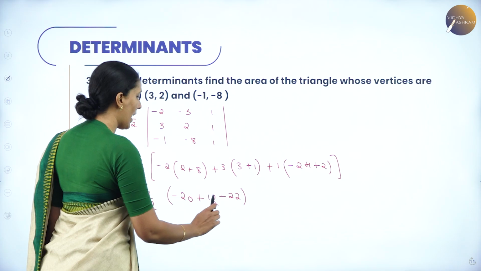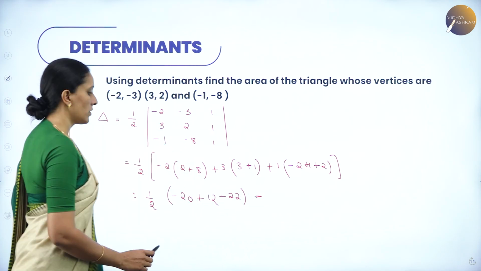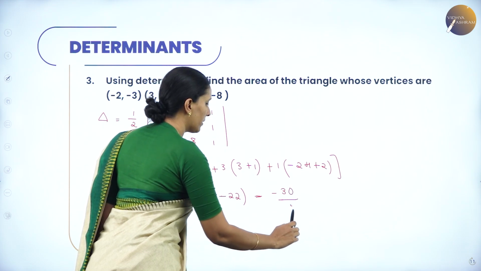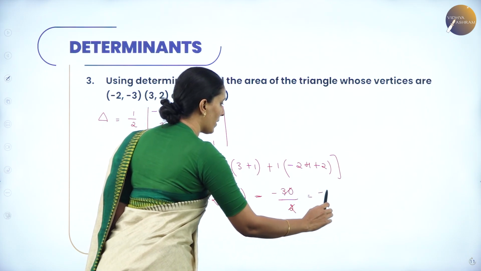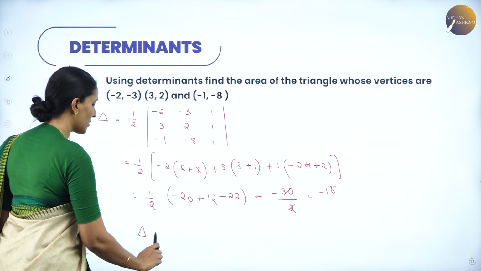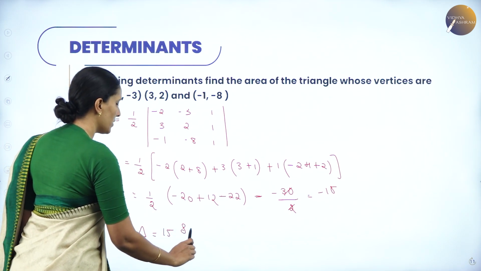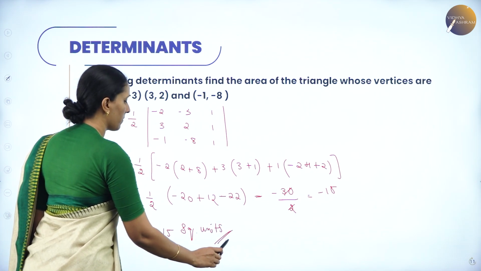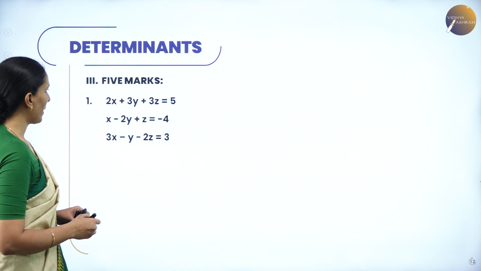So if you add and simplify, you will get the value as -30 divided by 2, which is -15. Since we are talking about area, the area is always positive. So the value is 15 square units. Next question, under 5-mark question.